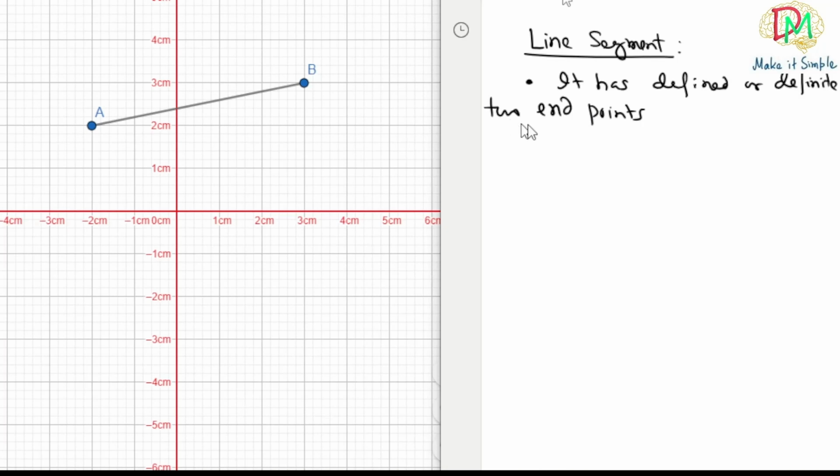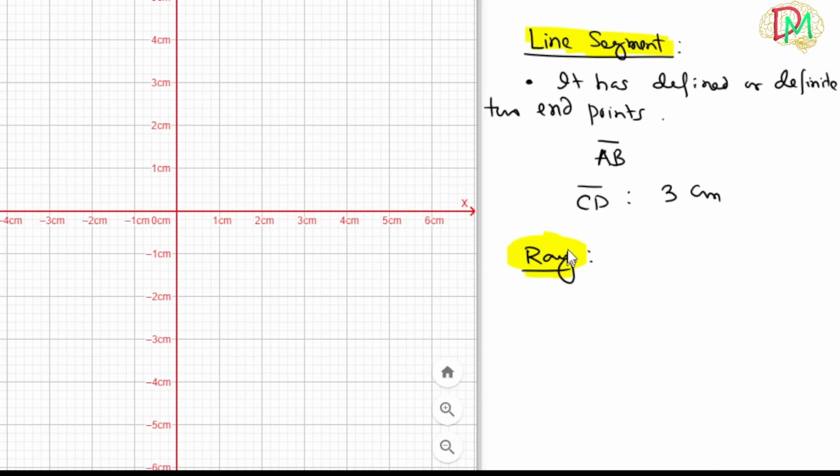We can say the two endpoints. It can be represented as this. Clear? So having the fixed length. For example, we consider from here to here. So this length is 3 centimeter. Clear? You can say CD having the fixed length, 3 centimeter. So each line segment having definite length.